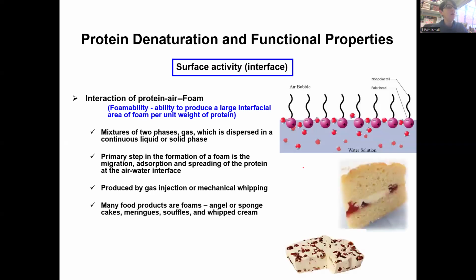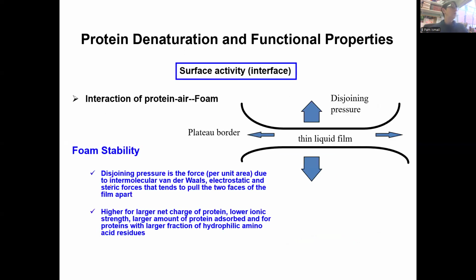And many food structures are really foams. These are a couple of examples: whipped cream, obviously, angel cake, meringues, soufflé. Ice cream is a foam and an emulsion.